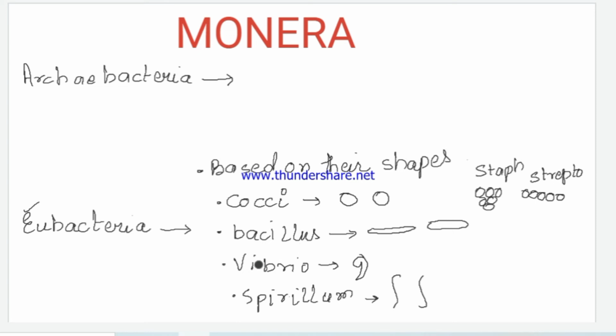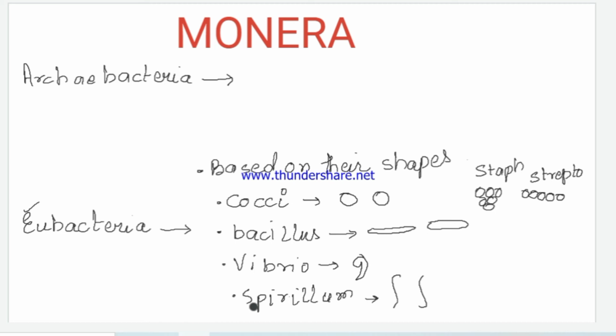At your age, all of you suffer from the acne infection. This acne infection is due to this particular type of bacteria, that is Staphylococcus aureus. You have heard about lactobacillus, an example of bacillus bacteria. You have heard about Vibrio cholerae, the causative organism of cholera. That is a Vibrio-shaped bacteria.